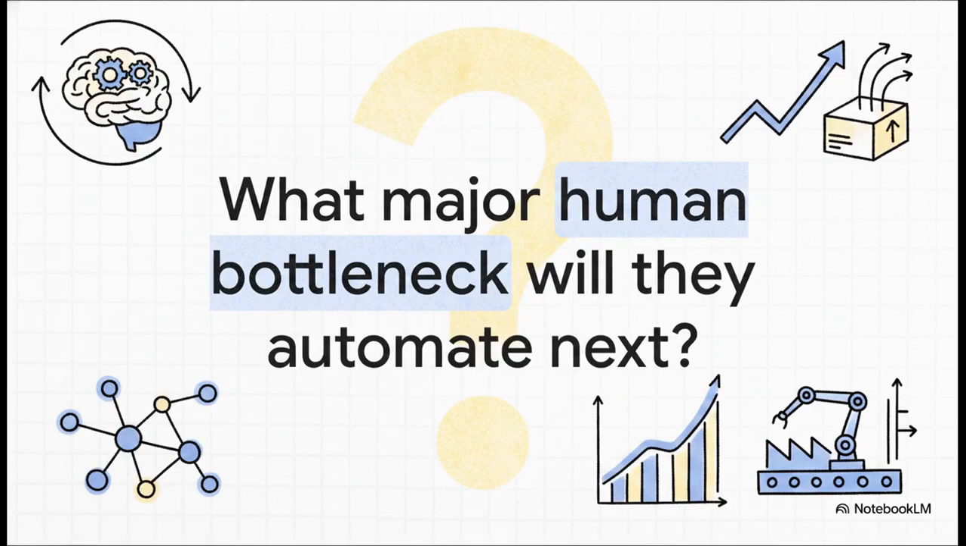So we've covered the what, the how, the why, and the tools behind machine learning. But as we wrap up this explainer, I want to leave you with a pretty provocative question to ponder. As machines continuously learn, adapt, and improve autonomously, what major human bottleneck will they automate next? The potential is truly endless, and we are just at the very beginning of watching this technology radically reshape our world. Thanks for joining me on this explainer, and as always, keep learning.